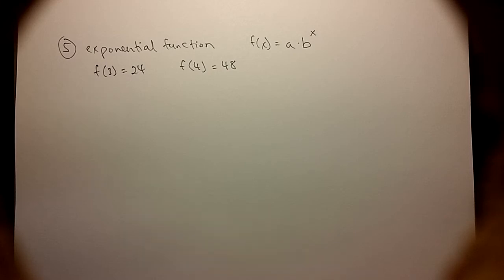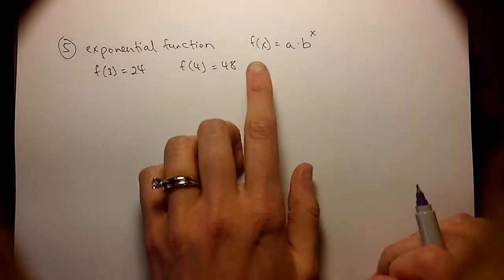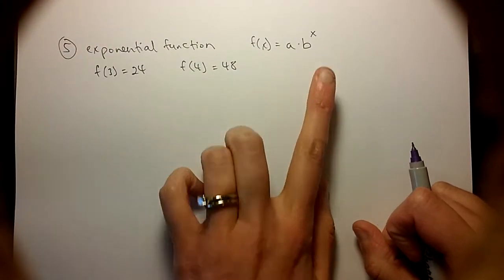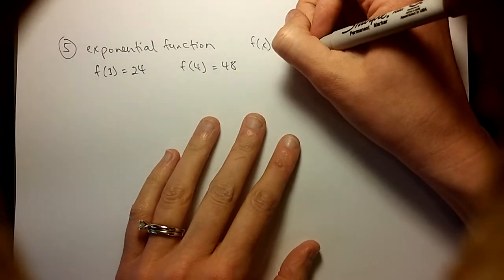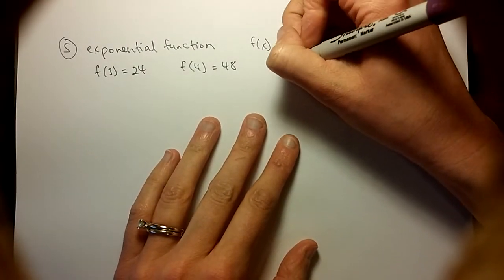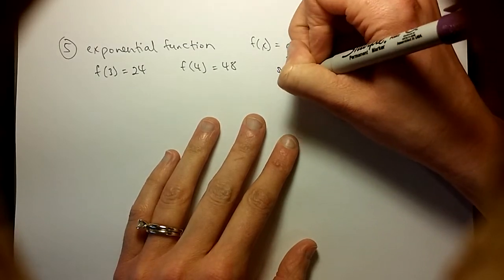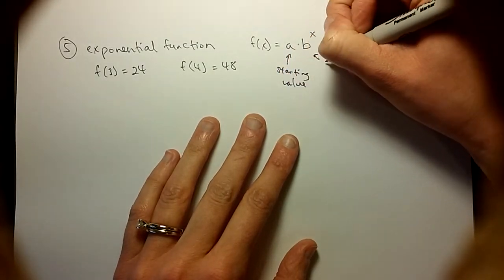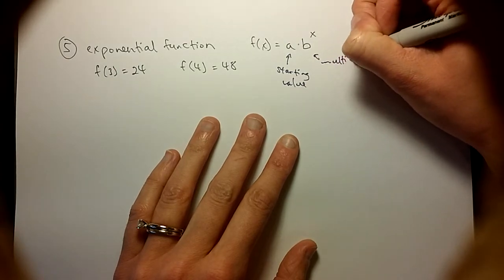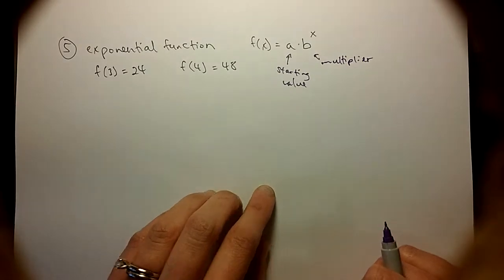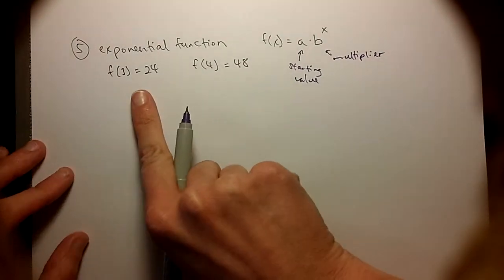This is number 5. It asks us to find an exponential function. So that's going to be in the form f of x, or it could be y equals a times b to the x power. We know in exponential functions, a is always our starting value, and b is always our multiplier. So basically, we just have to figure out our starting value and our multiplier, and then we can write our equation.